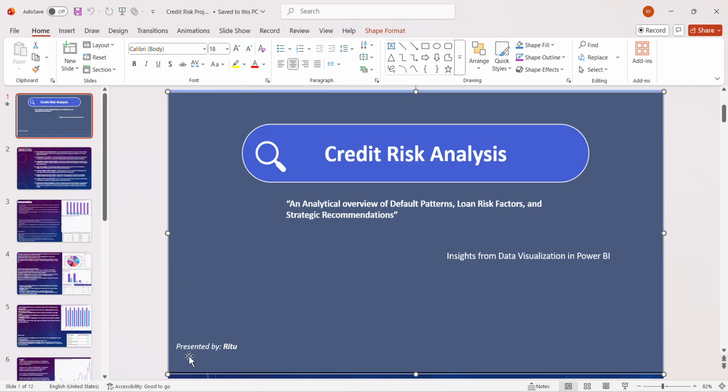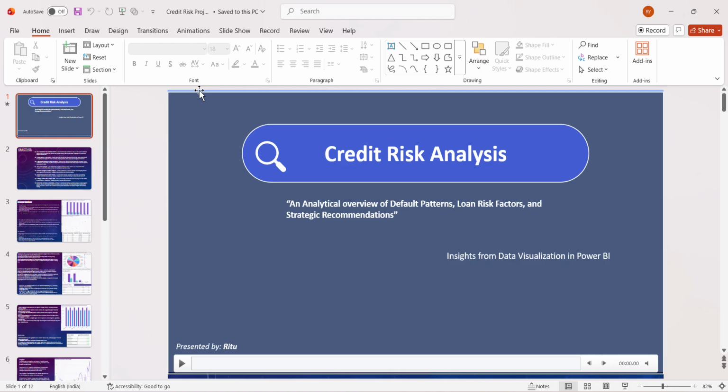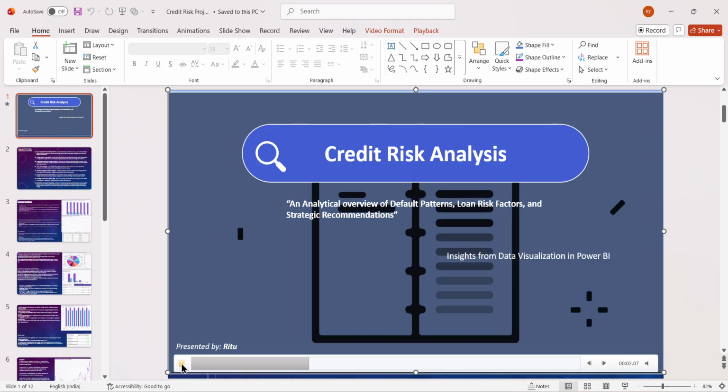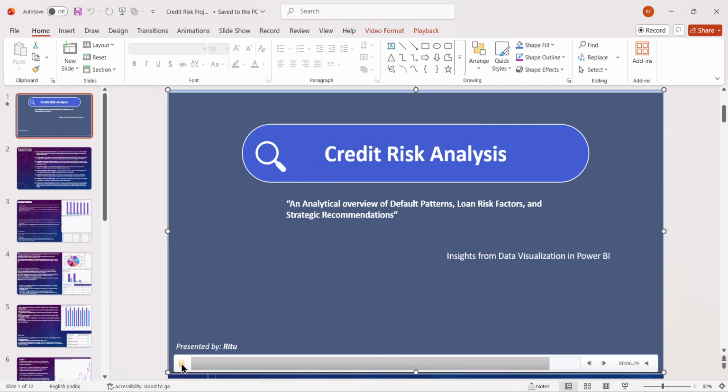Like this. Now I can move the cursor here. After clicking outside, we have to again hover the cursor here and I have the play button. So this is the animation of this slide. Now let's begin the visualization.